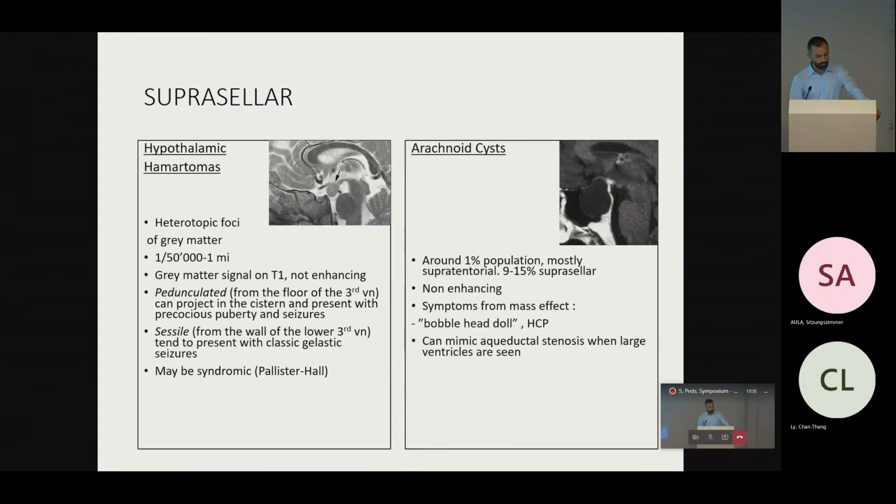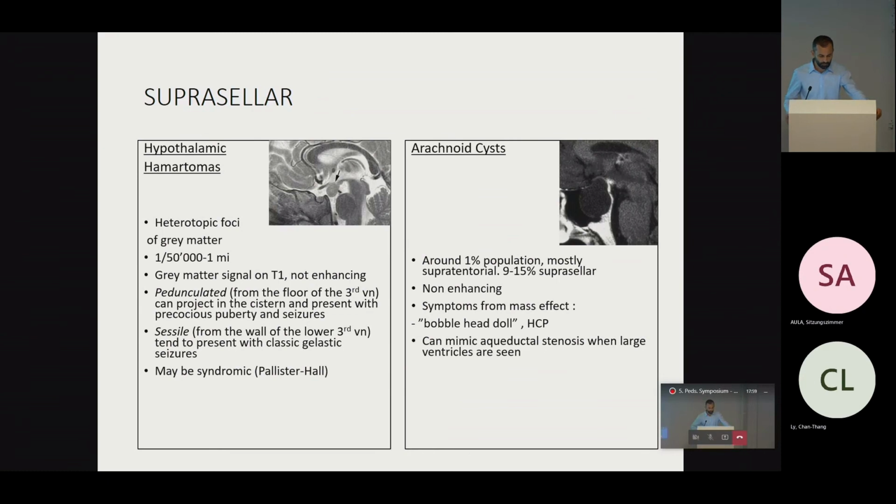Hamartomas are other pathologies that can extend into the suprasellar compartment. They are heterotopic foci of gray matter. As you know, they typically present with gelastic seizures. They've been morphologically classified as pedunculated and sessile, and they're fairly rare to be fair, but they can also be syndromic.